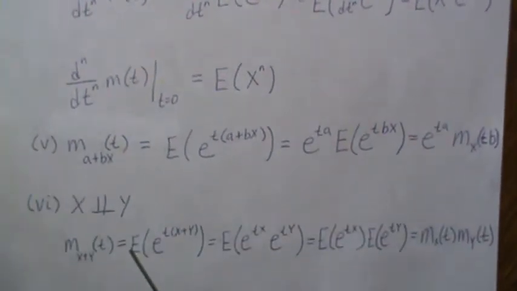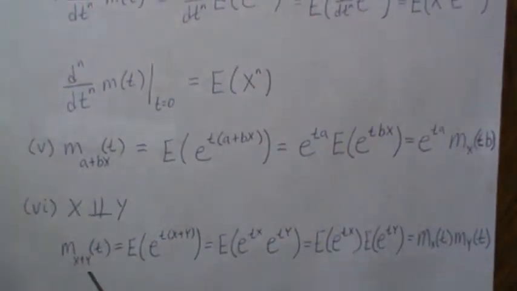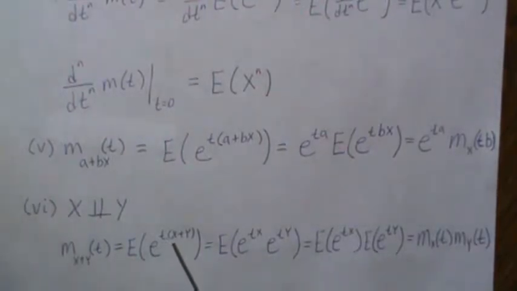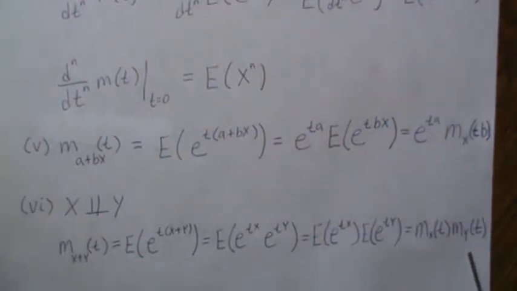And then if x and y are independent, so x plus y is this, but the t can be distributed and then the e's can be broken apart. But since they're independent, we can take them as a product. Well, that's just the moment generating function of x times that of y.